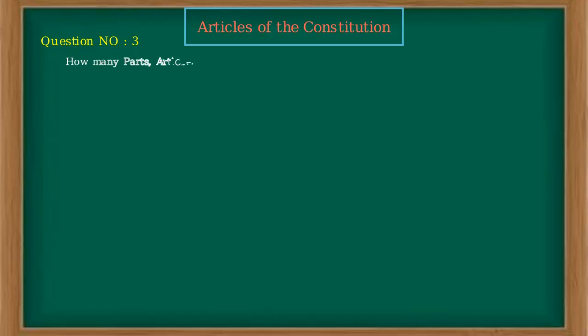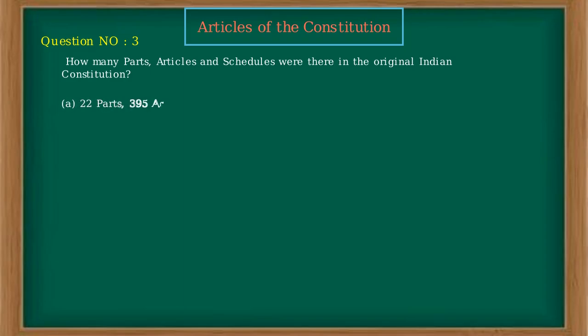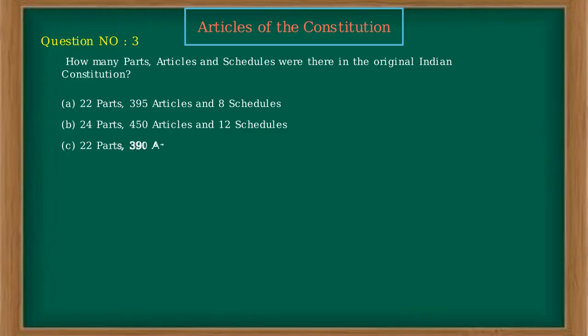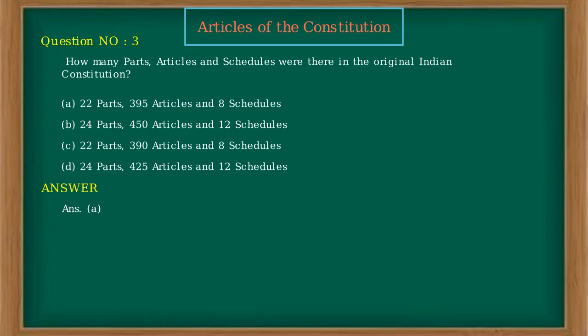How many parts, articles and schedules were there in the original Indian Constitution? A. 22 parts, 395 articles and 8 schedules. B. 24 parts, 450 articles and 12 schedules. C. 22 parts, 390 articles and 8 schedules. D. 24 parts, 425 articles and 12 schedules. Ans. A.